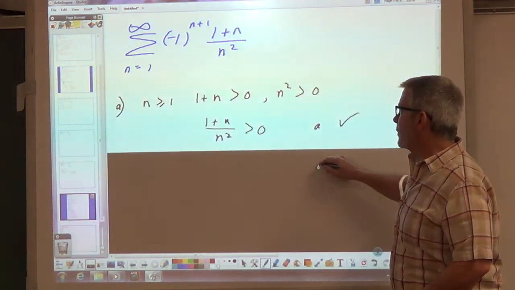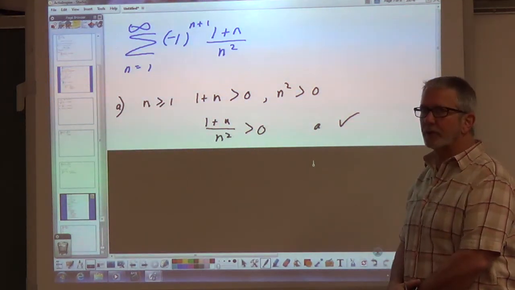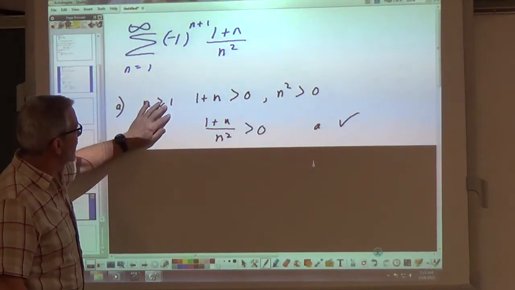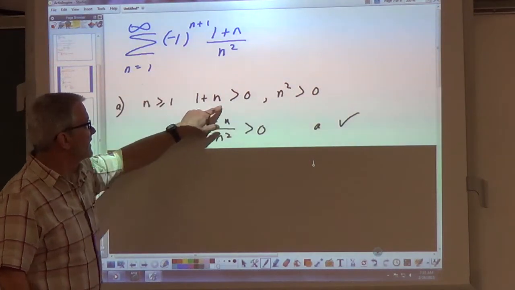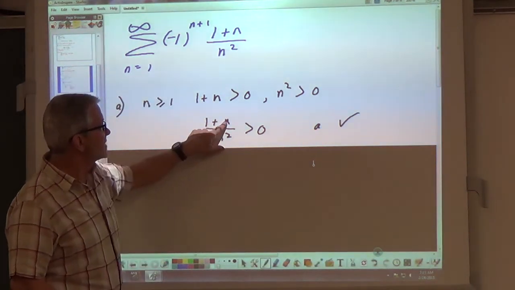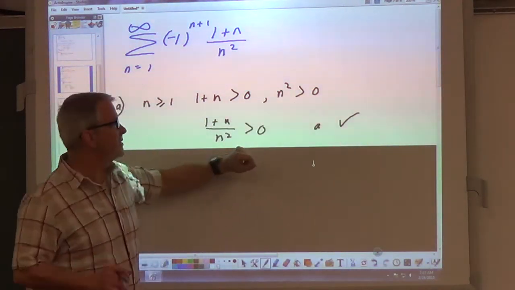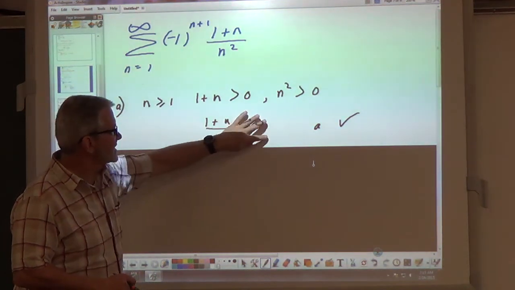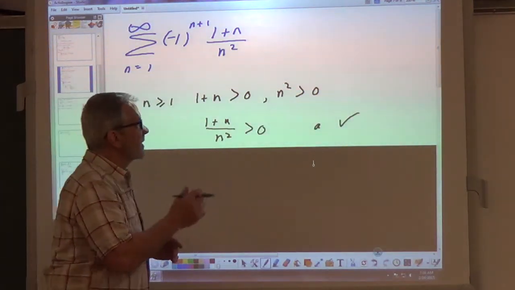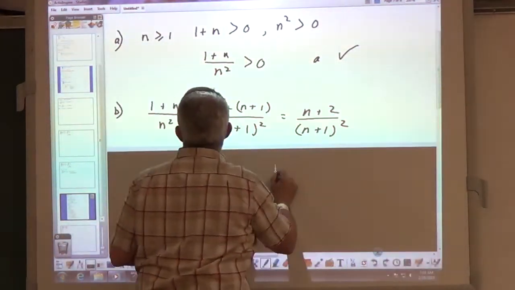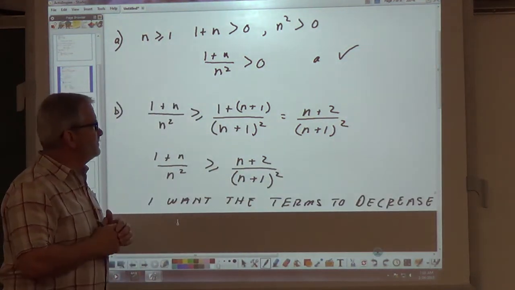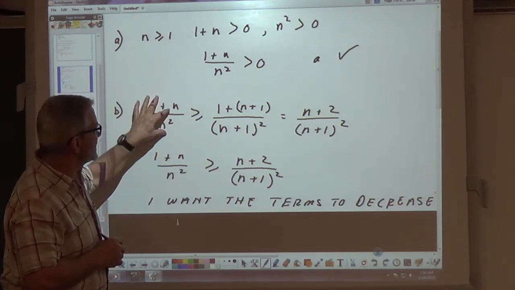Well, step number 1, let's see if A holds. Let's see if each term is positive. It's pretty clear that if n is greater than or equal to 1, 1 plus n is going to be greater than 0, and n squared is always greater than 0. So 1 plus n over n squared is going to be positive. Condition A holds. Let's look at condition B. Now, what do I want? I want these terms to decrease.